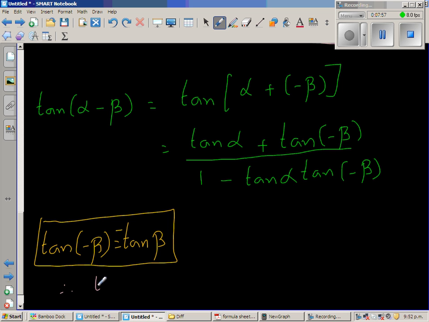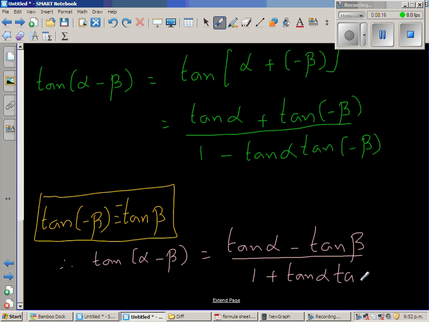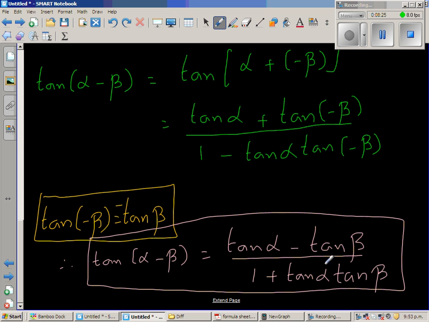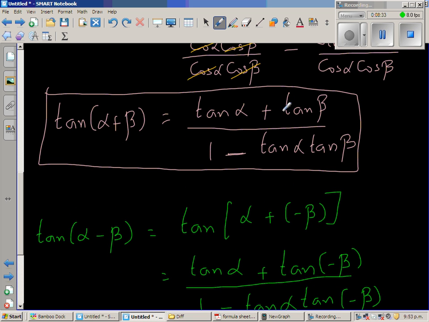Therefore, I can say tan alpha minus beta is equal to tan alpha minus tan beta over 1 plus tan alpha tan beta. It's easy to remember. If it is minus here, you put a minus, and in the denominator you put a plus. For tan alpha plus beta, if it's a plus, you put a plus, and in the denominator you'd put a minus.